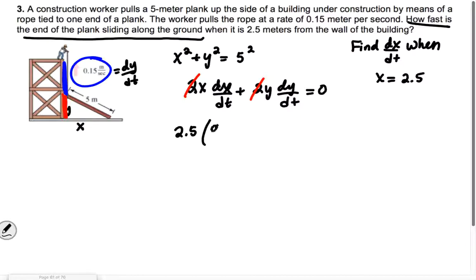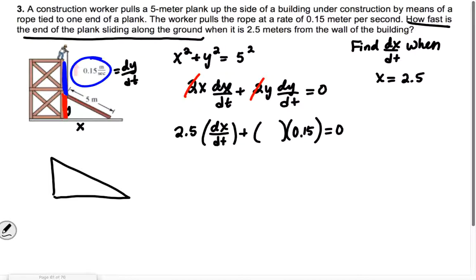Yeah, so 2.5, and then we don't know dx over dt. We know dy over dt, but what about y? No, we don't. Yeah, so this is where we redraw the triangle like we did on that last one. And we're like, oh, well, at that point in time, we have 2.5, and we know this is 5.